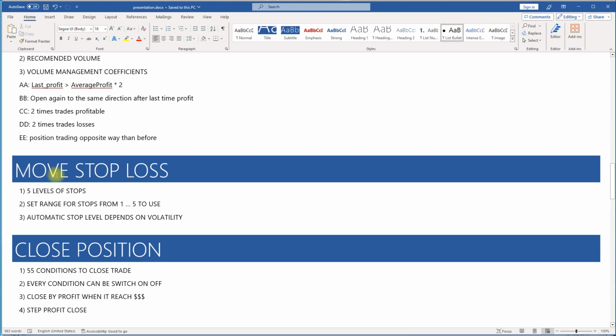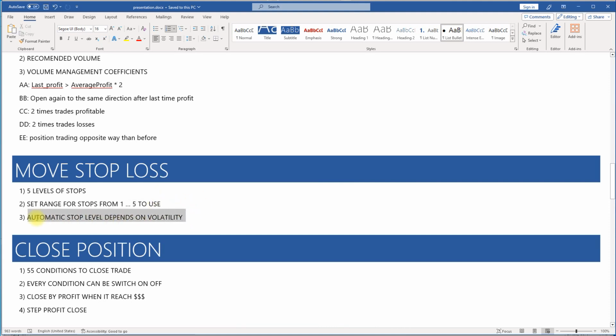Also stop move, stop loss. So we have a system of 5 levels of stops. Some can be very close, and we move the stop along the indicators, a combination of different indicators. The robot analyzes volatility, and based on the volatility it puts the stop closer to or farther from price. You can also change the range. So you say number one is far away and 5 is very close. You can choose to use the stops from 1 to 3 logic, or from 3 to 5 logic, and get different results.